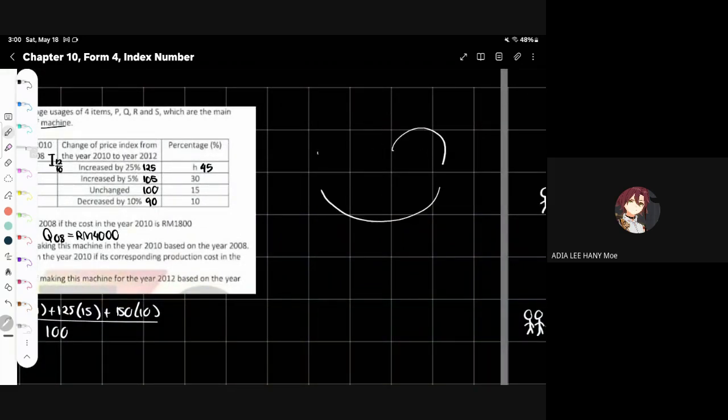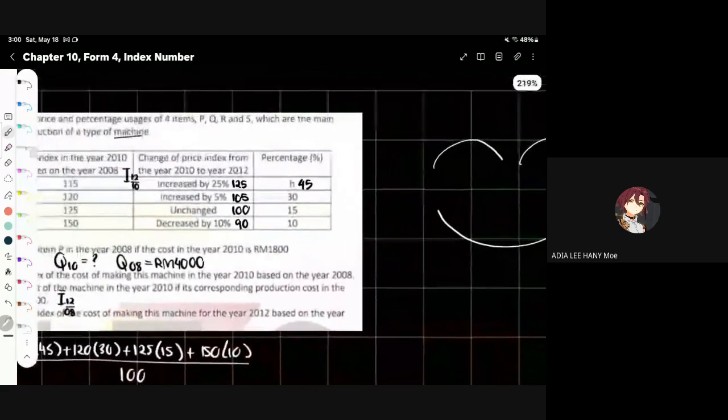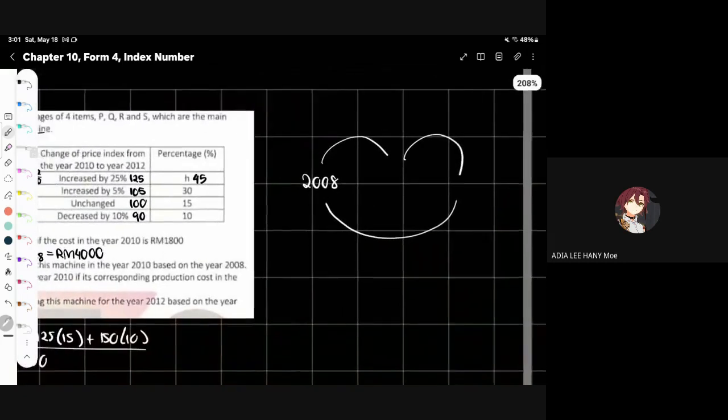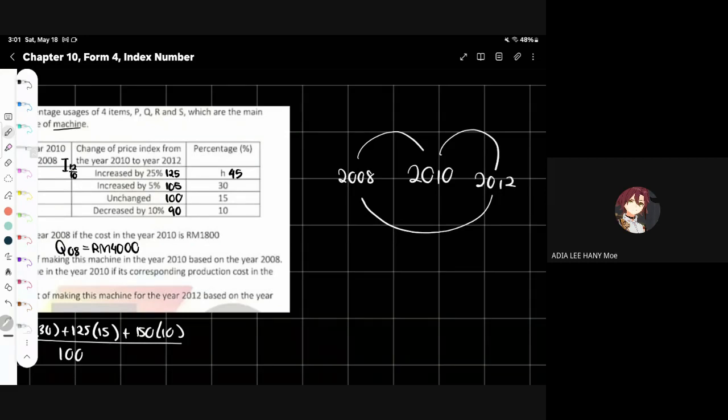So the smiley face method. First of all, we have to put the years. The first year should be 2008, and this one should be 2010. Now what do we put on top here? Of course, the I. But the problem is that we are talking about composite index.